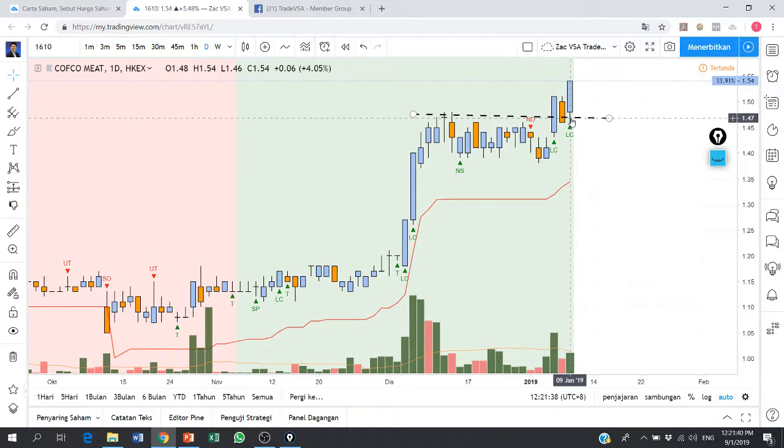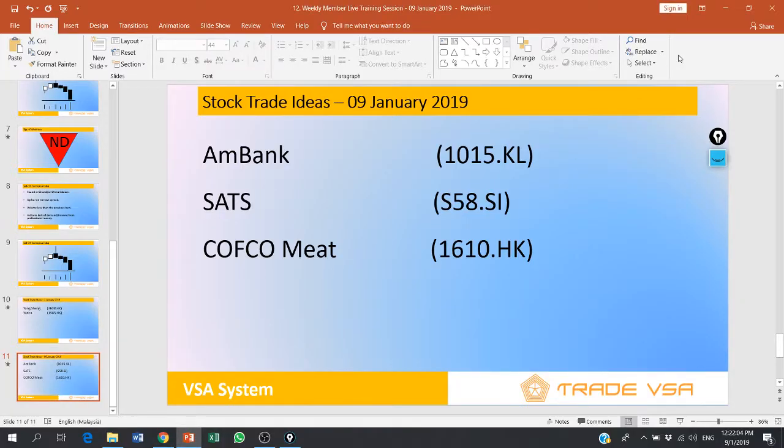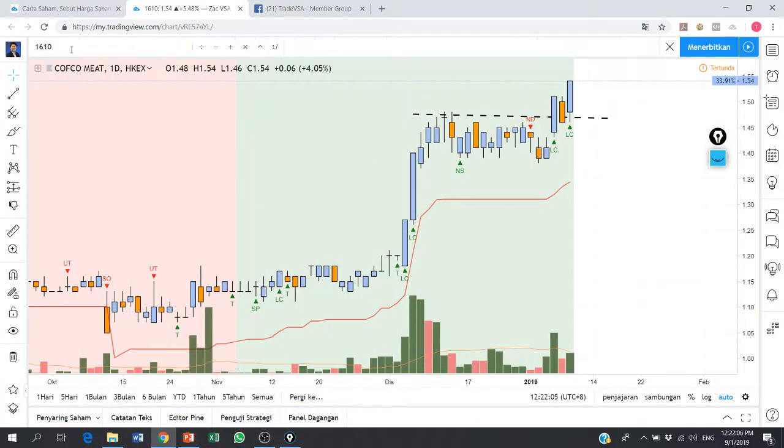My personal preference for risk is around 7%. So if my entry to my cut loss or exit is around 7% or lower, then yes, I will consider the trade. You have to understand first what your preference or risk appetite is. So I cover both Hong Kong and KL, and the other one is Singapore, SAT.